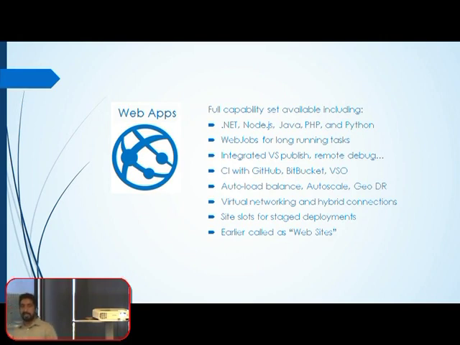Site slots for staged deployment come handy when we are deploying new versions of the web apps. Rather than directly deploying applications in the production slot, we can deploy them into a staging slot where we can do all our automation testing and verify if everything works as expected, and then promote them to production. And anyone who has worked earlier in Azure would be aware of an offering called websites. Web apps is nothing but it's been renamed from websites.